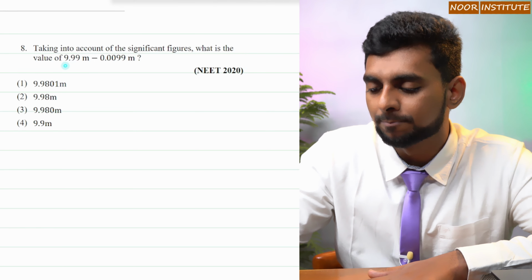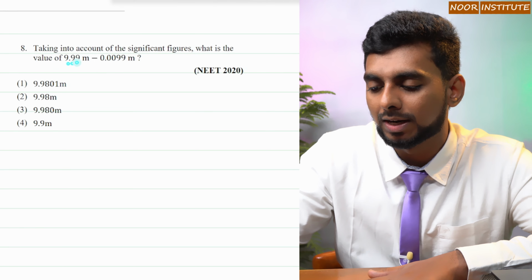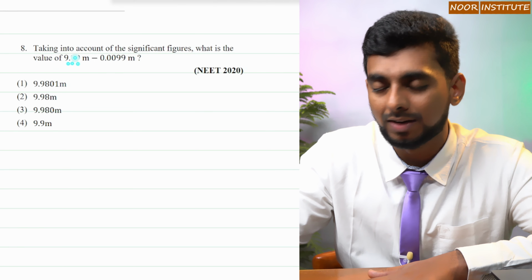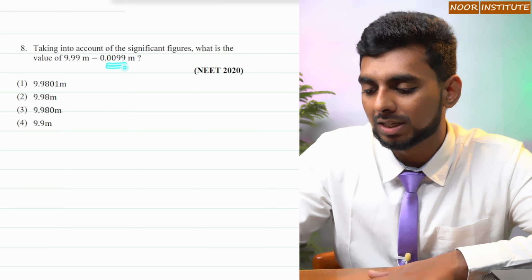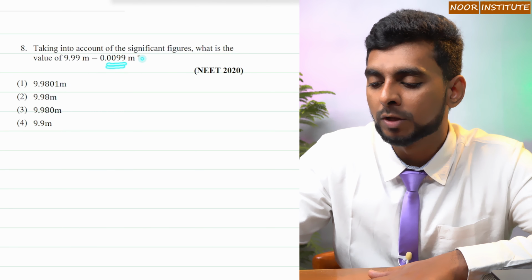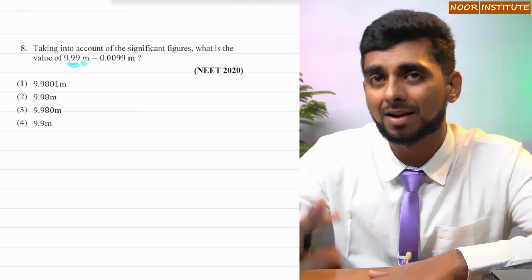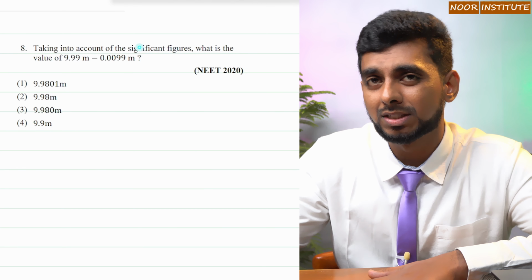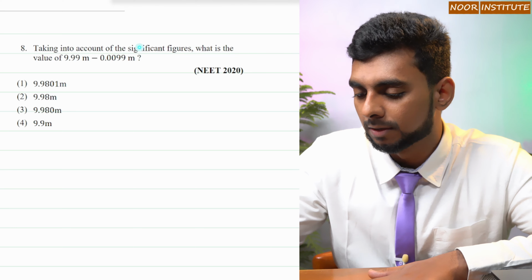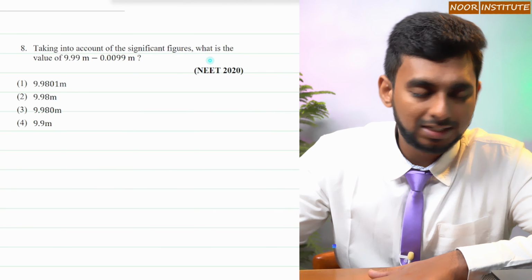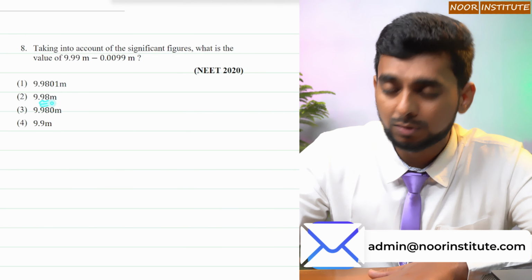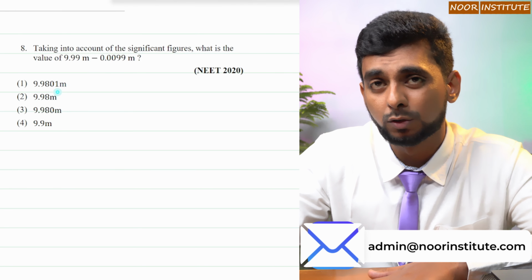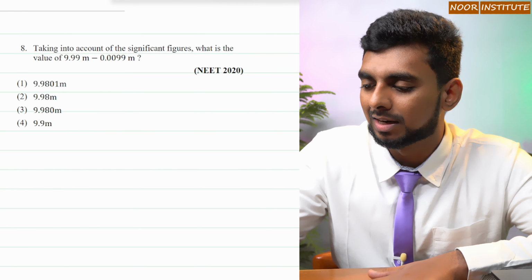So in this situation, for the first one it's 9.99, so you have two significant figures after the decimal place. For the second term, you have four significant figures after the decimal point, right? So the lowest number of significant figures after the decimal point is two. So I'll have to round it off in such a way that I get only two significant figures. Obviously the answer should be 9.98, because that is rounded off in such a way that you have two significant figures. Let's do the subtraction and cross-check it.